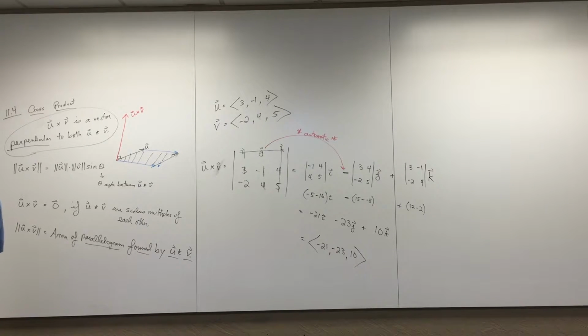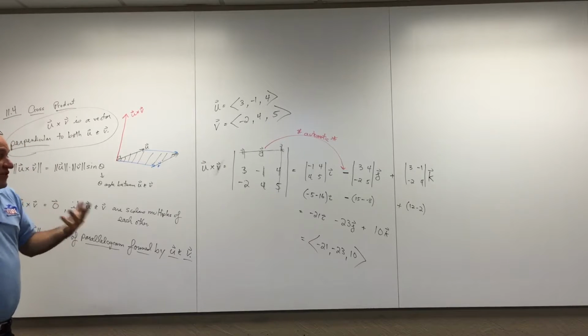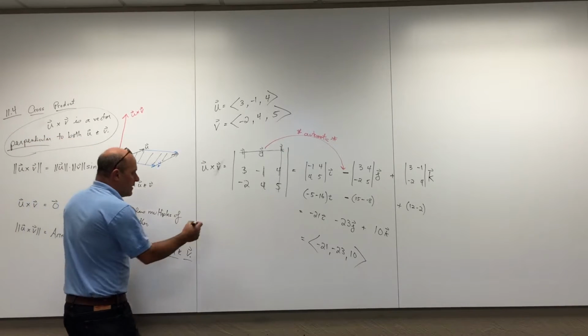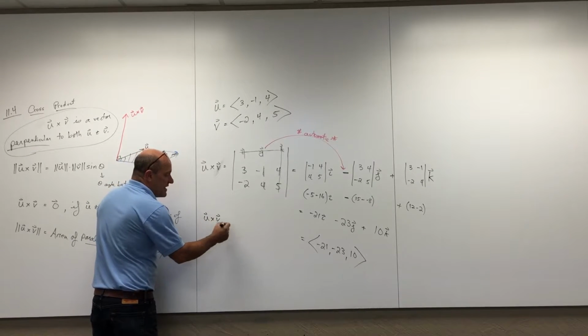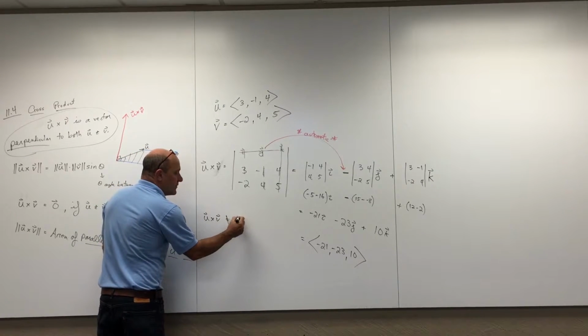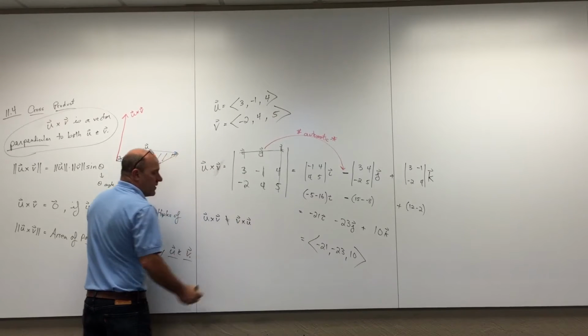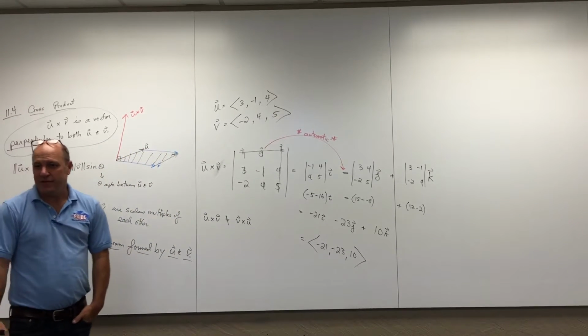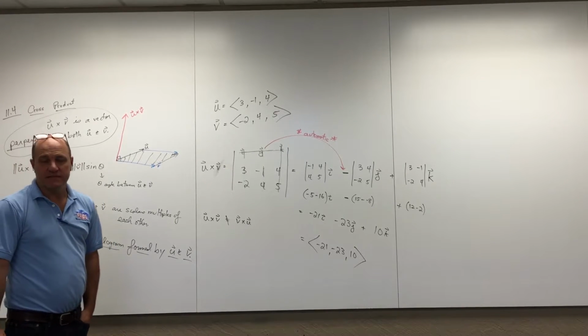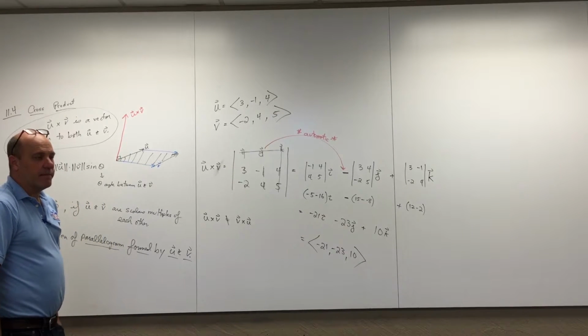By the way, the cross product is not commutative. U cross V does not equal V cross U. It's not commutative, in general.